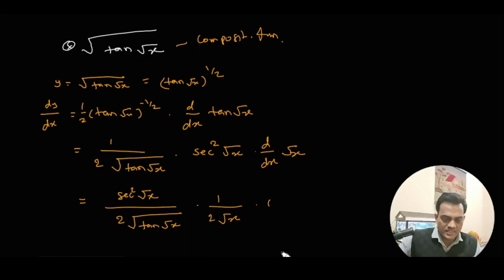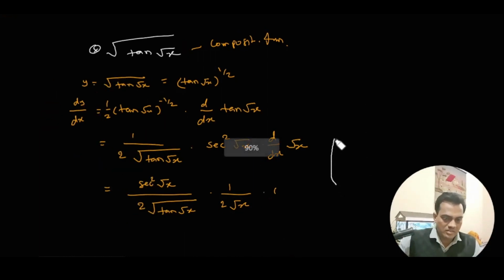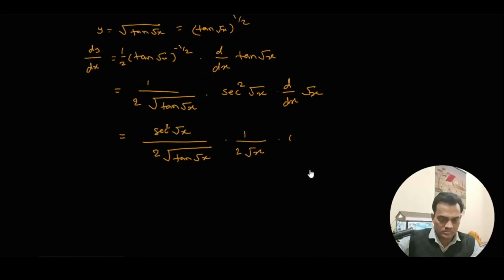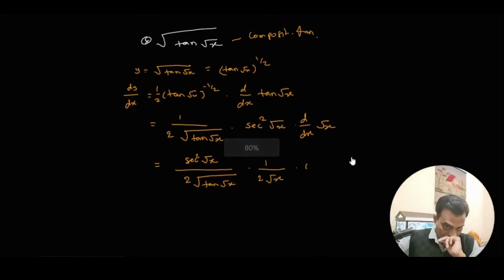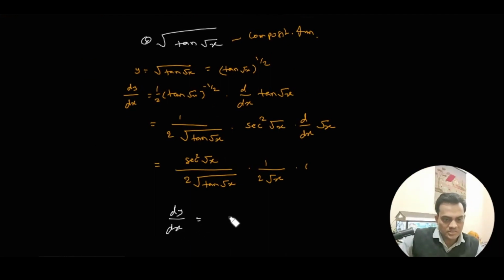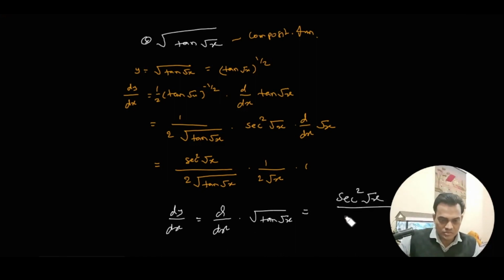So ultimately I can state that dy by dx in this particular case, which is equal to the derivative of this particular function with respect to x, is equal to sec square of square root of x into 2 into 2 is a 4, and again the square root of tan of square root of x into square root of x. So this is our final output.